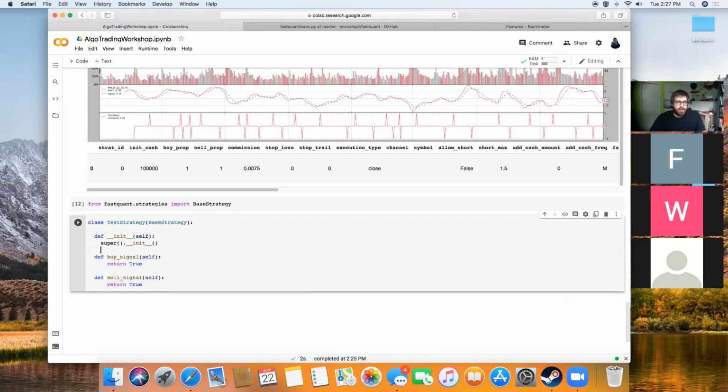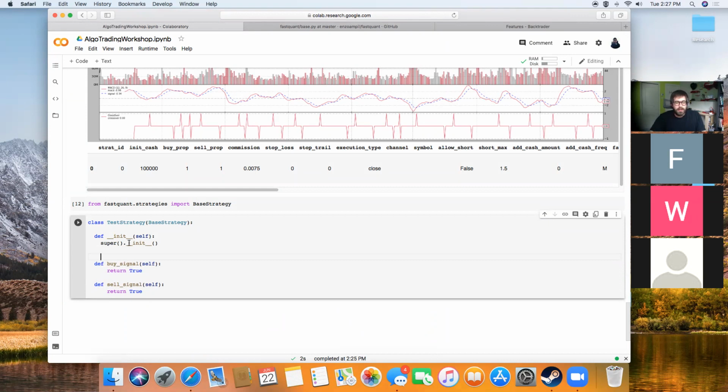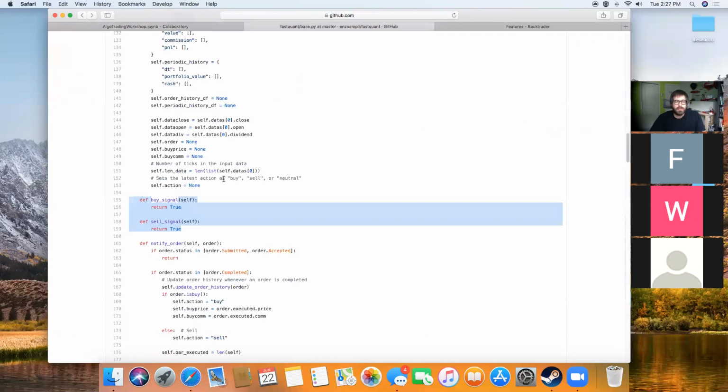Okay, so now in the initialization, we can actually define our indicators. So the way to define an indicator is to give it a name. So these are part of the class, so I'm using the self here. So they will be members of the class. What was the indicator you wanted to use?